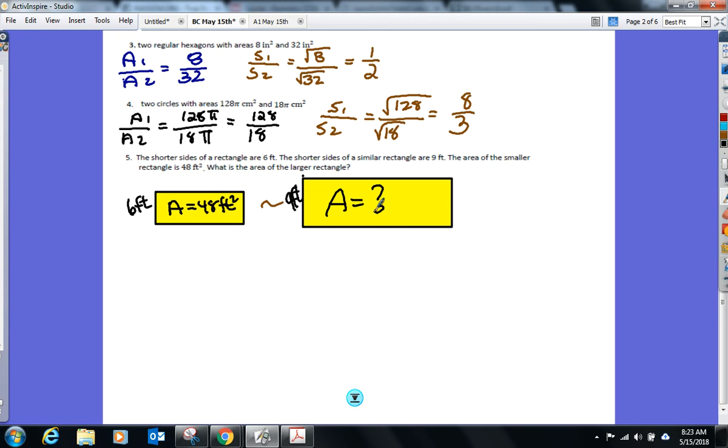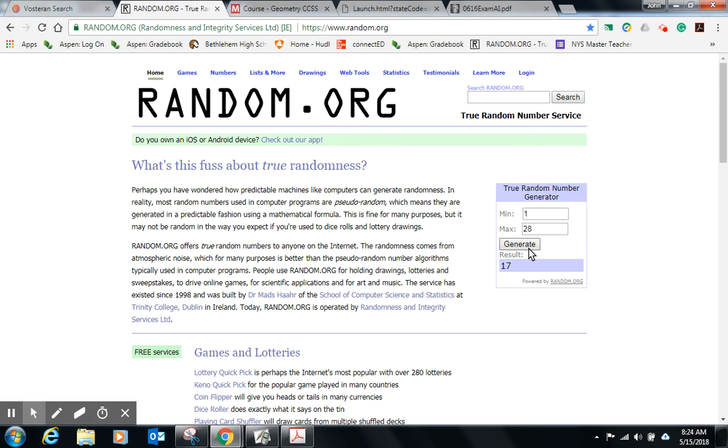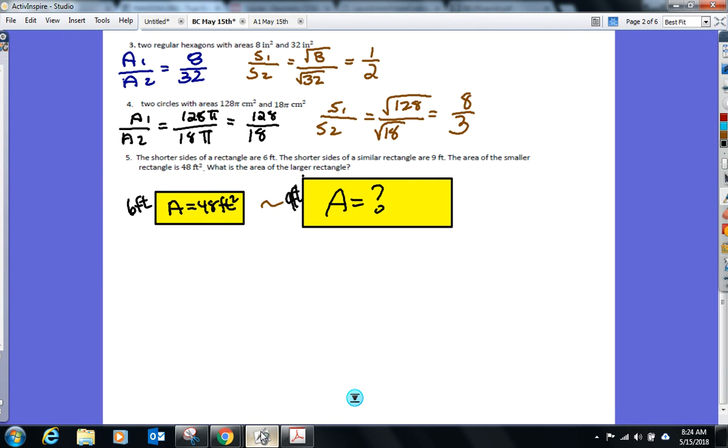And I don't want you guys just finding the other side and then trying to figure out what this side is and multiplying. All right, I want to use what we just did here. First of all, similarity ratio between the two. Let's go. Similarity ratio between these two rectangles. 6/9. If you guys want to reduce it, feel free.